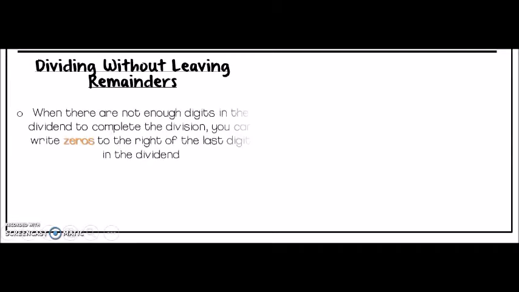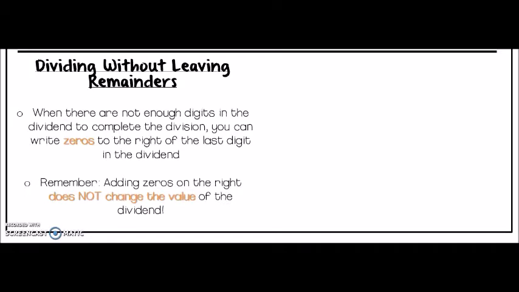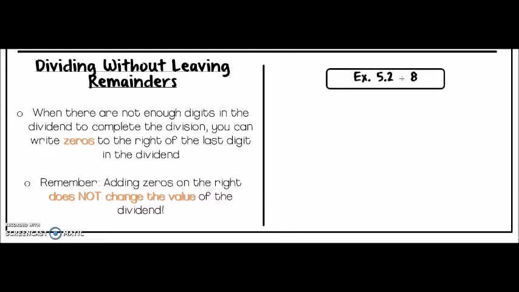So to do that, we will need to add zeros to the right of the last digit in the dividend. So remember, we can do this because adding a zero on the right does not change the value of the dividend. It only changes the name of that particular number, not how much it's worth. So let's solve 5 and 2/10 divided by 8 on paper together to see how this works. Then we'll take a look at a couple other examples.